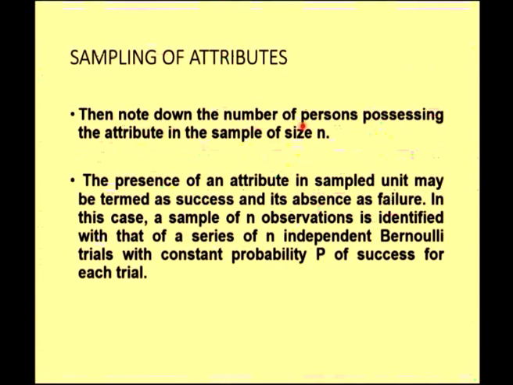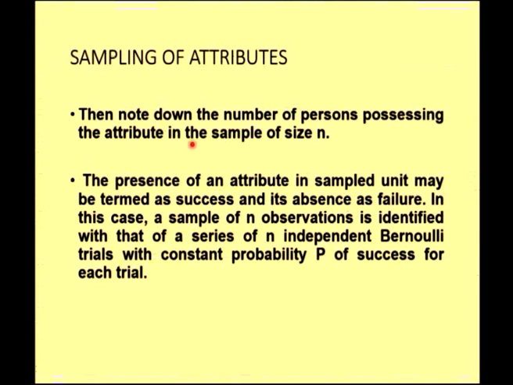So, with respect to the sampling, the whole class is divided into two parts, one possessing and another not possessing. Then note down the number of persons possessing the attribute in the sample of size n. You have taken a sample of size n and the whole sample is divided into two parts, and then note down the number of persons possessing the attribute. The presence of an attribute in a sampled unit may be termed as success and its absence as failure. In this case, a sample of n observations is identified with that of a series of n independent Bernoulli trials with constant probability p of success for each trial.